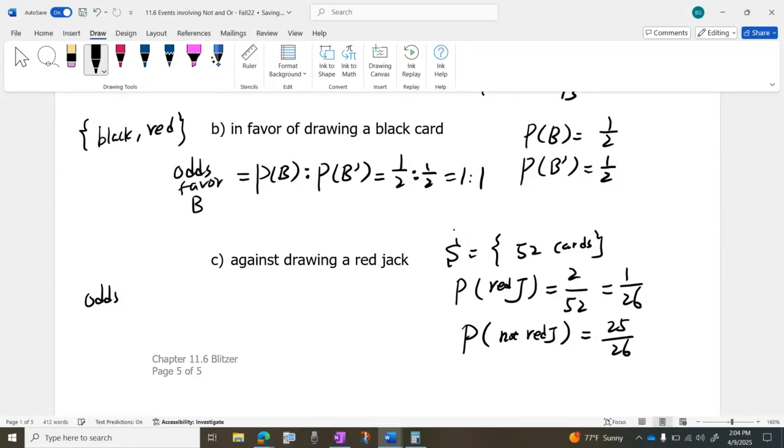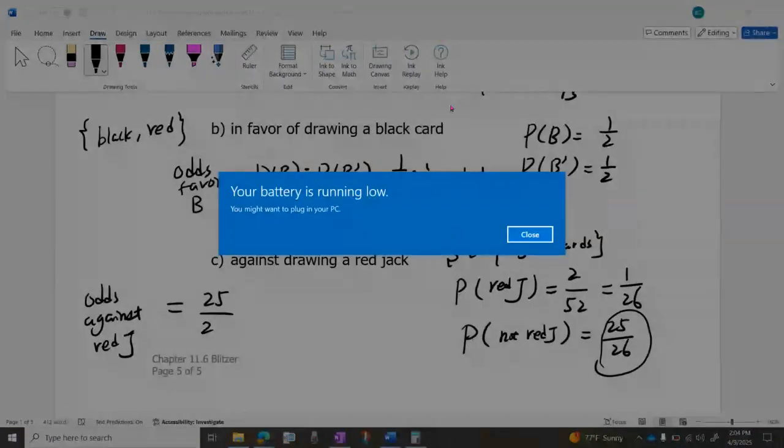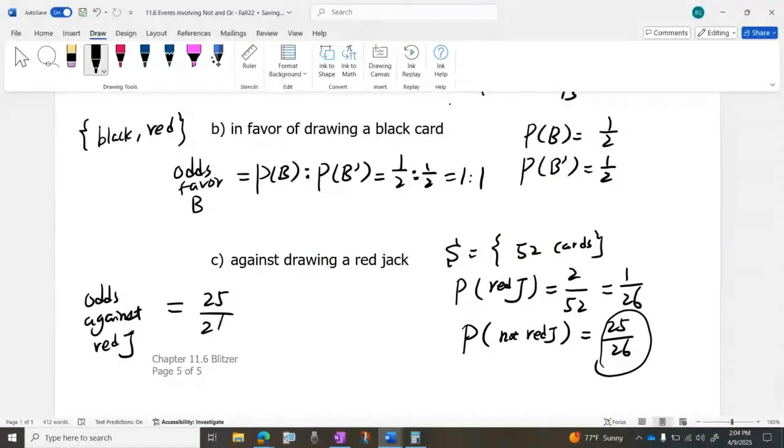Then the odds against getting a red jack would be, since it's against, we have to do the not happening first. The probability of a red jack not happening, we need to do that first. Be very careful with the order. That's the only difference between odds in favor and odds against. So 25 over 26 to 1 over 26. In this case, the denominator is the same, so we can get rid of them. So 25 to 1.